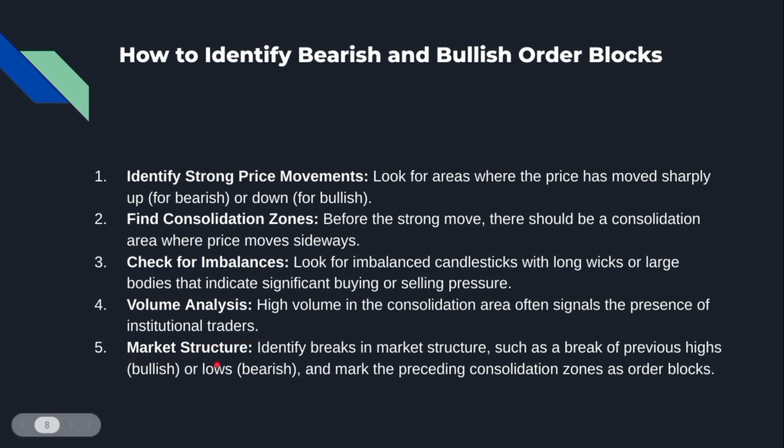So the market structure, right? Identify breaks in market structure, such as a break of previous highs, which is bullish, or lows, which is bearish, and mark the preceding consolidation zone as order blocks, right? So guys, that is the procedure I want you guys to follow. This entire list I want you guys to follow when you're looking for order blocks. And I want you guys to practice these order blocks over and over. Yeah, so that's it for order blocks.